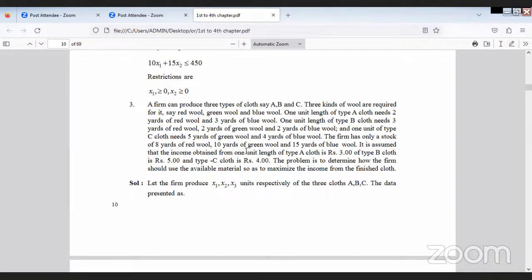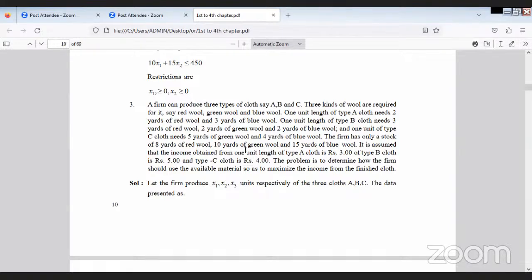1 unit length of type A cloth needs 2 yards of red wool and 3 yards of blue wool. 1 unit length of type B cloth needs 3 yards of red wool, 2 yards of green wool and 2 yards of blue wool. And 1 unit of type C cloth needs 5 yards of green wool and 4 yards of blue wool. The firm has a stock of only 8 yards of red wool, 10 yards of green wool and 15 yards of blue wool.